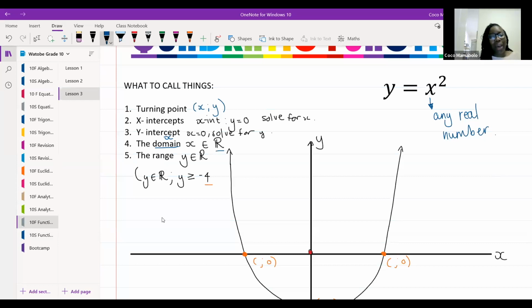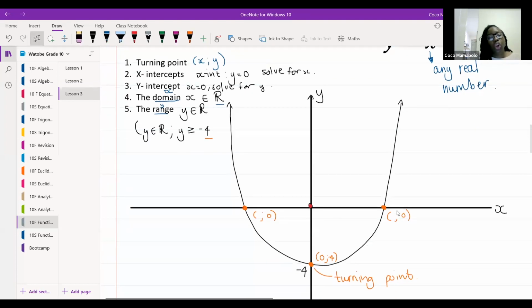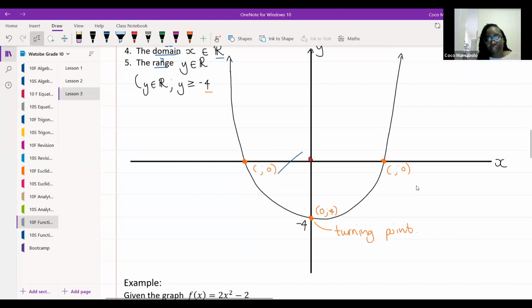But the range says to us, what y values can we put in? And we can still put in all real numbers, except if my real numbers are less than -4, I'm going to have an issue because I don't have graph over here. If my real number for y is -5, I don't have a part of the graph over here.